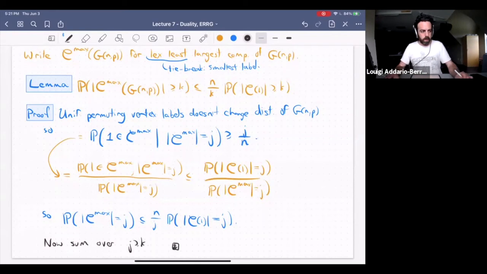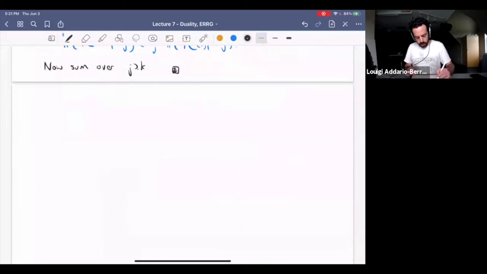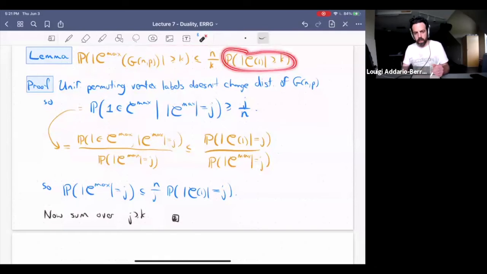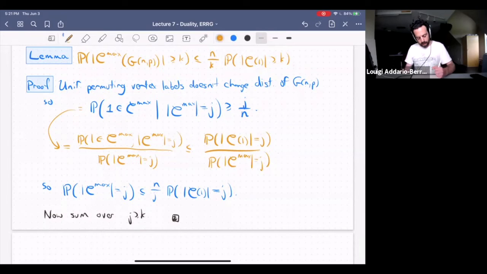Okay. So does that make sense? Okay. So we have this bound here, and now if we just use Markov's inequality to bound the right-hand side and use our bound on the expected size of C1, we get a useful upper bound in probability on the size of the largest component.